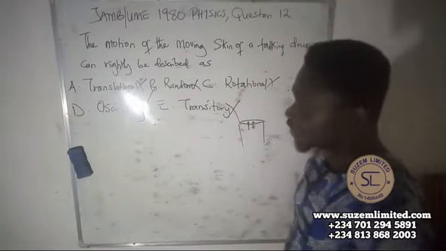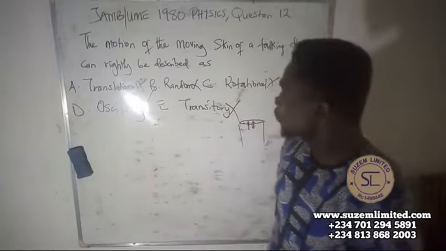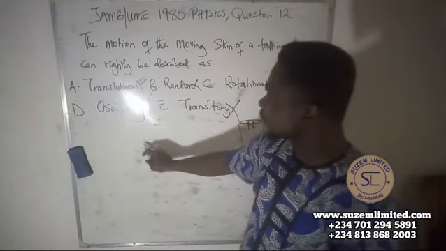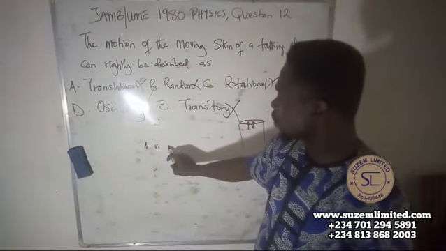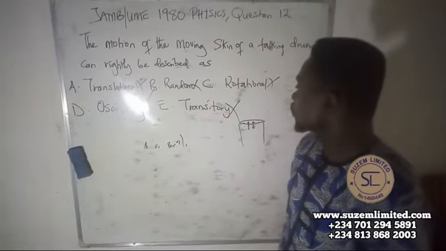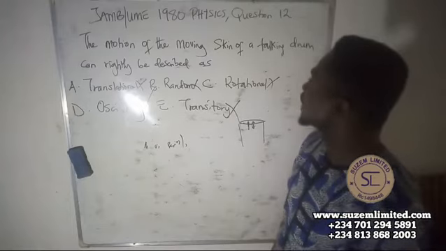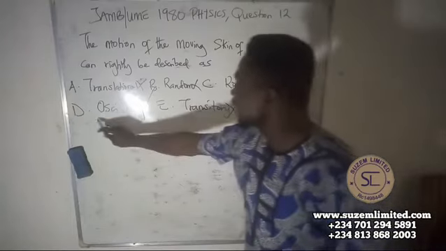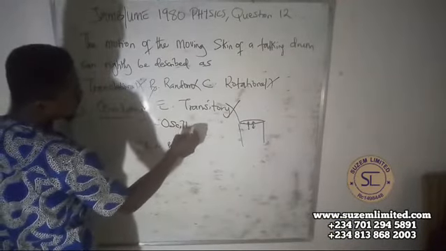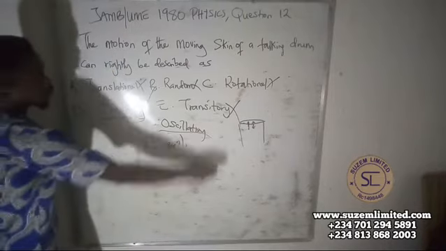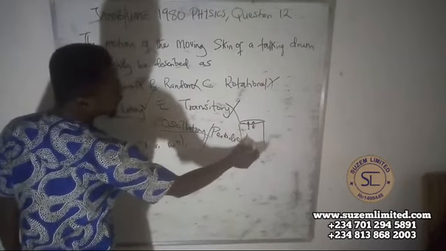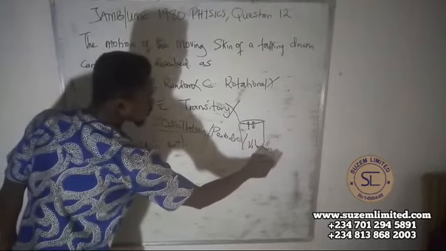Transitory, which one is transitory again? So the answer is what? Oscillatory motion. You can call this oscillatory, vibratory, or periodic motion. So the answer to JAMB UME 1980 Physics number 12 is D, oscillatory. This is oscillatory motion. It can be called oscillatory or periodic, or even vibratory motion.